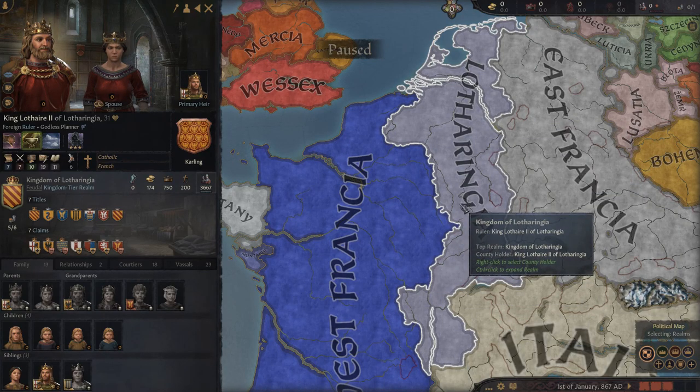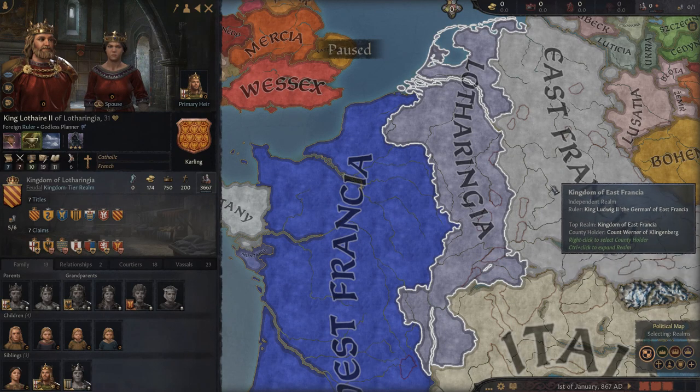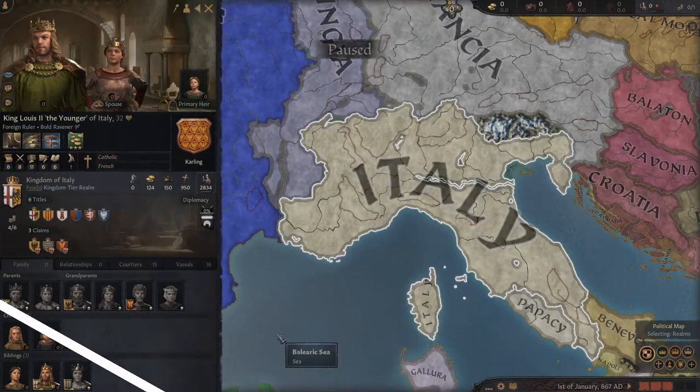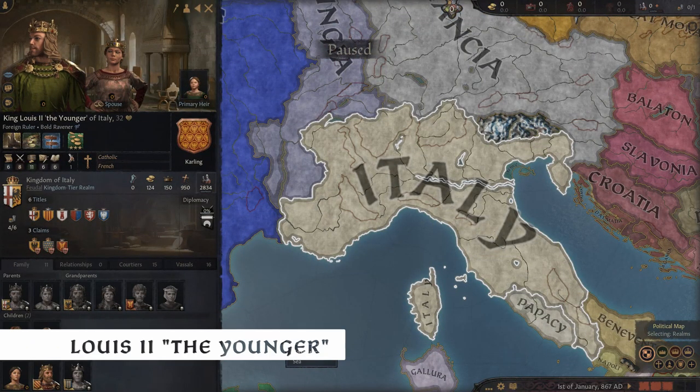It's all about making sure you have an heir that is not a brother or an uncle or a cousin or anything like that. So that's your primary concern, and staying close with Louis to help against the hungry eyes of East Francia and West Francia. Speaking of King Louis II, the Younger, King of Italy.